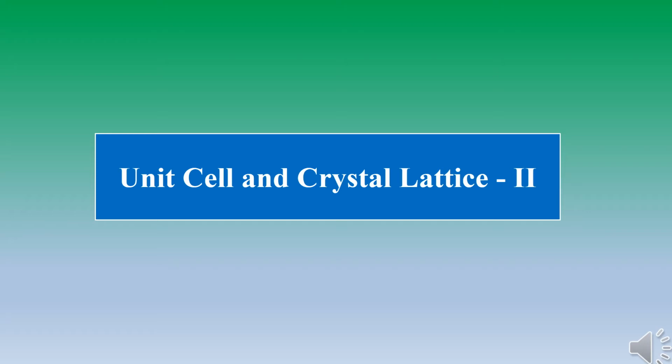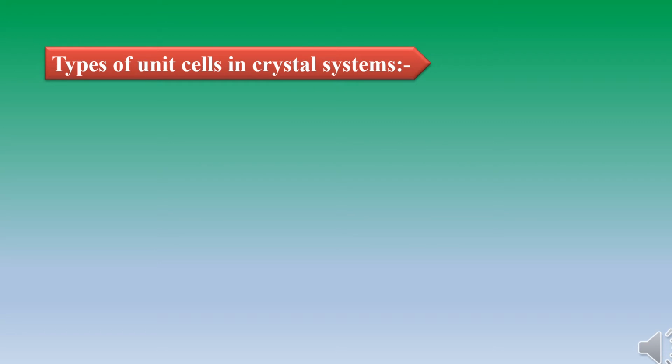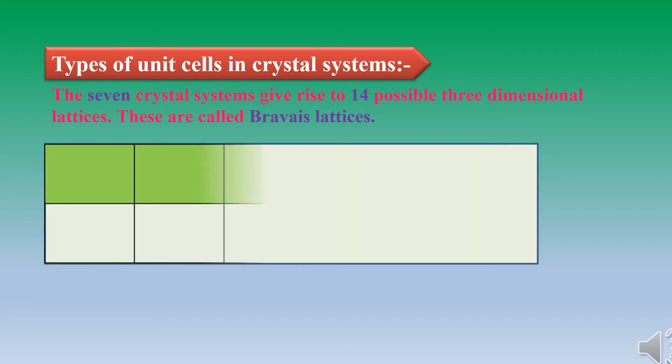Unit cell and crystal lattice. Types of unit cell in crystal systems. Based upon the axial angle and the edge length, the crystals are classified into 7 types. The 7 crystal systems give rise to 14 possible 3-dimensional lattices. These are called as Bravais lattices.